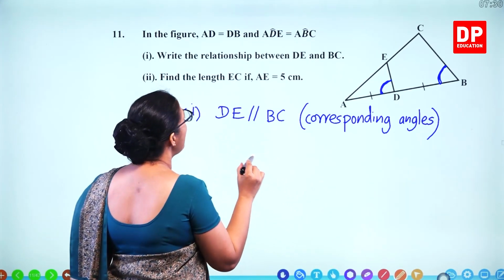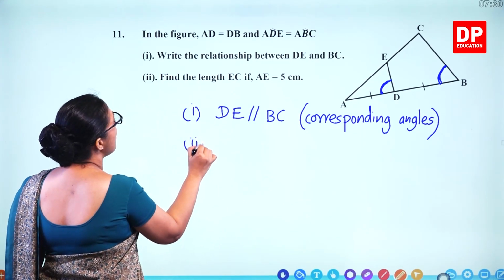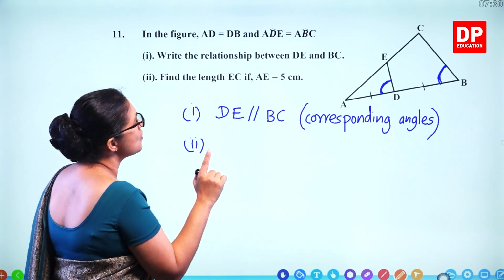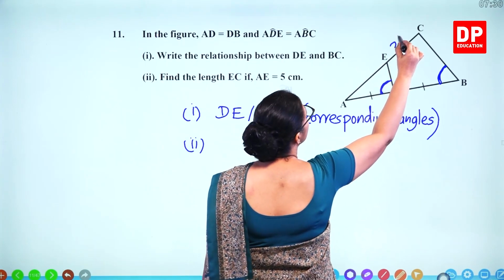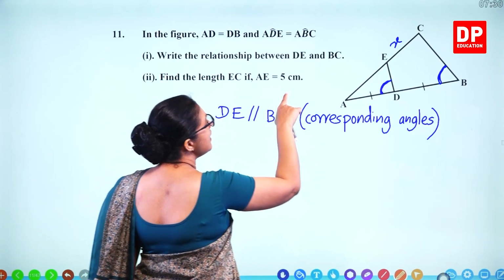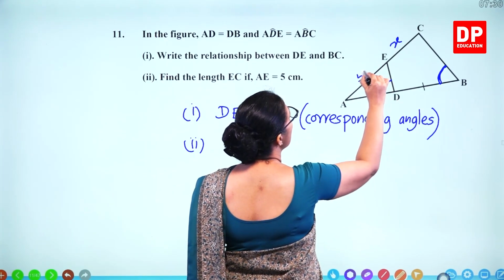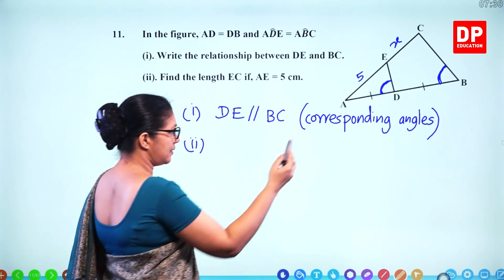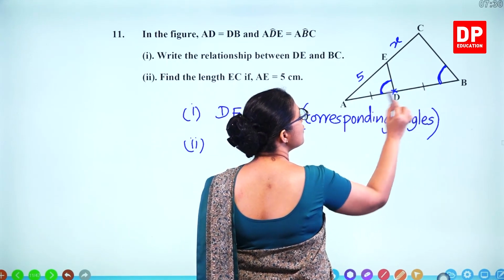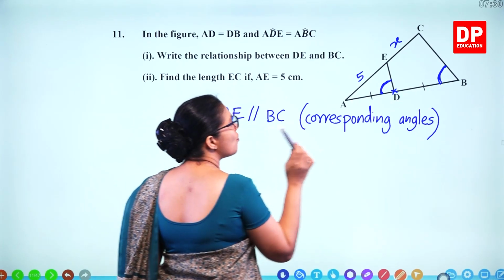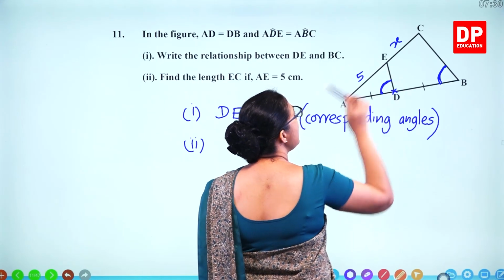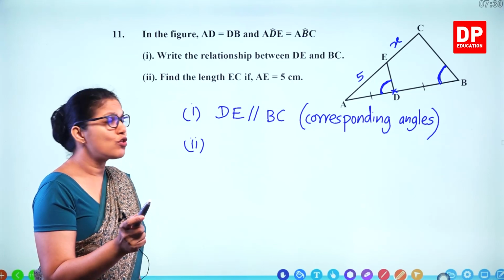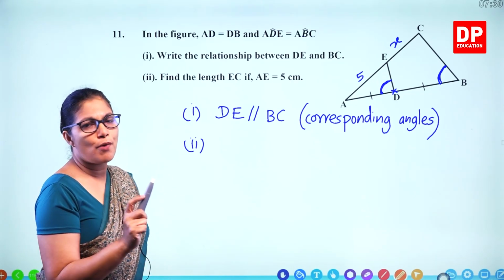Then part 2, find the length EC, this one. We'll put X. AE is 5. Now, two lengths are parallel and this is the midpoint. These two lengths are equal. So, what can you say about E? E is the midpoint of AC according to the converse midpoint theorem.